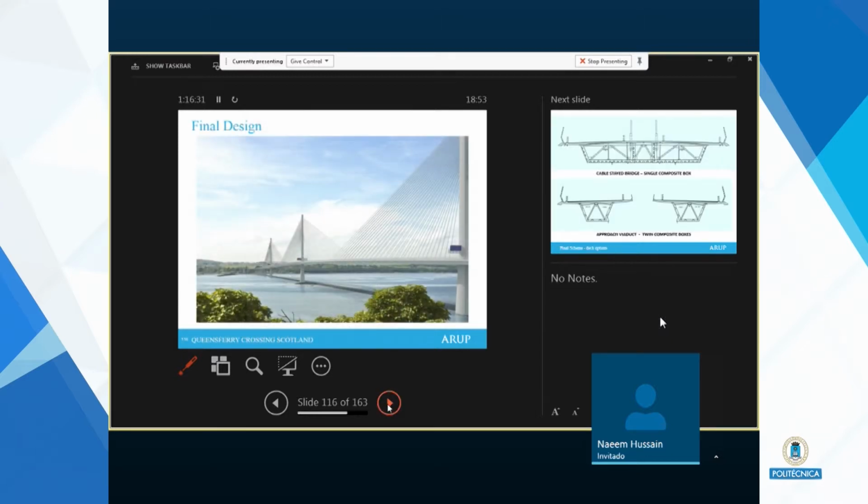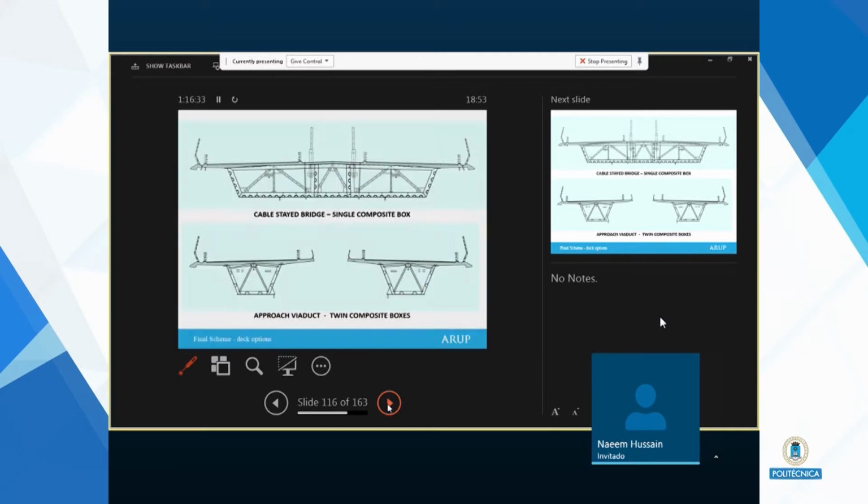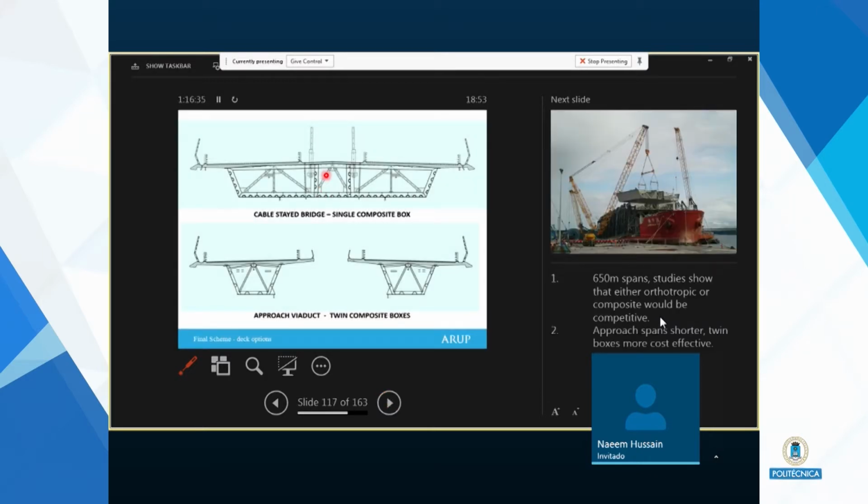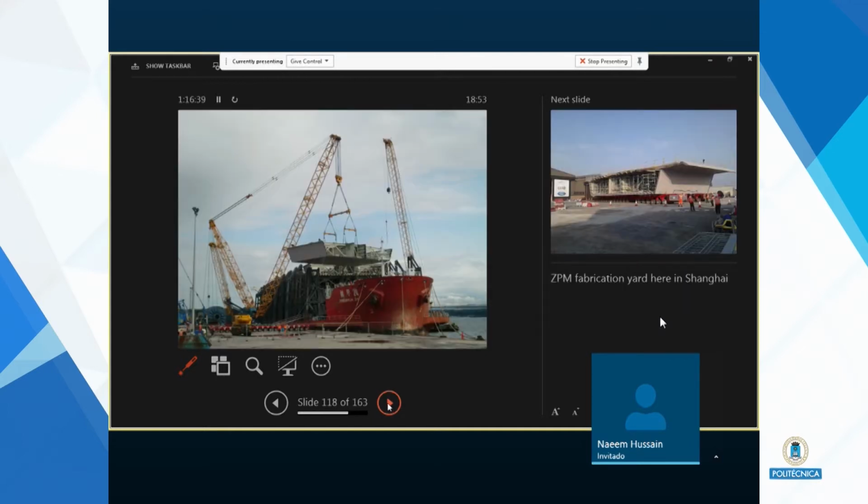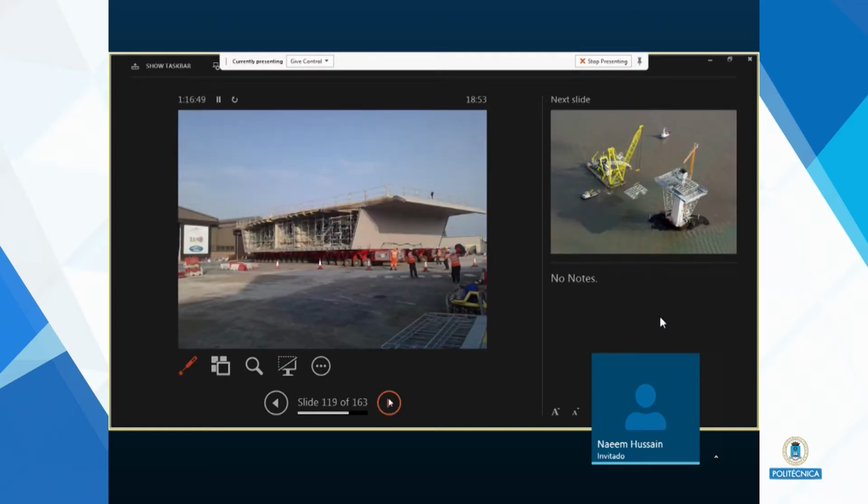So this is the final design. There were some changes. So that's the main deck. These are the approaches. And the decks were manufactured in China, in Shanghai, and then shipped to Scotland. This shows the decks being taken off. The concreting works were done in Scotland.